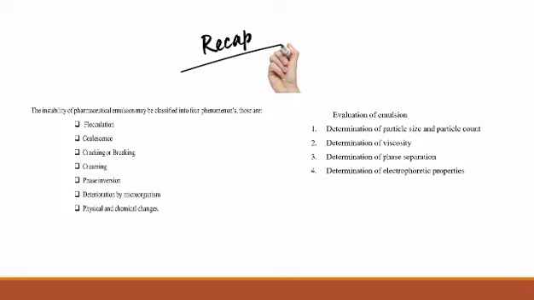The next one is evaluation of emulsions. Evaluation of emulsions is how we check the quality of the emulsions we have prepared, through four techniques. They are determination of particle size and particle count, which can be done by counting the particles and measuring the globule size. Next is the determination of viscosity, mainly using the Brookfield viscometer.